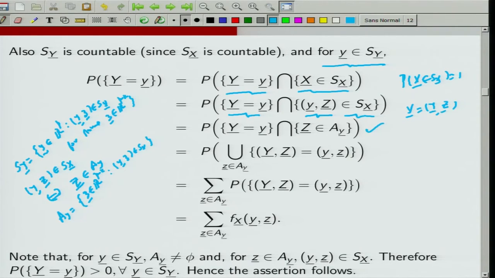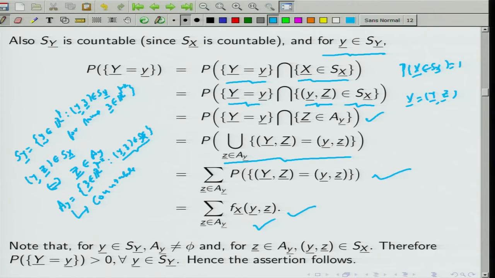Now, what has happened is your Ay is a countable set, because points in Ay are determined by the points in Sx. So, this can be written as a countable union of singletons: union over z belonging to Ay of {Y = y, Z = z}. By the countable additive property of the probability function, this is the same as the sum over z belonging to Ay of probability (Y = y, Z = z), which is the same as the sum over z belonging to Ay of Fx(y, z). So, for y belonging to Sy, probability Y is equal to y is given by this expression.